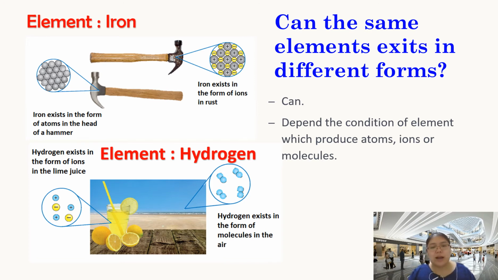Another example is hydrogen. Hydrogen exists in the form of ions in lime juice. Before that, hydrogen exists in the form of a molecule, in water. Remember, water is a molecule. After that, when hydrogen is in the lime juice, it becomes ions. So can you see the positive and negative ionic substances? So these are two examples: although it's the same element, under different conditions, it changes its form.